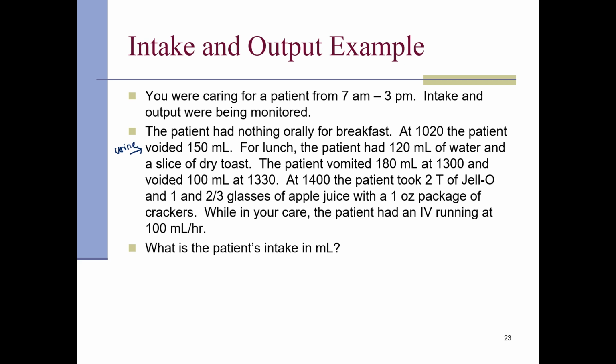For lunch, the patient had 120 milliliters of water and a slice of dry toast. The patient vomited 180 milliliters at 1300 hours, voided, so there's another urinated, 100 milliliters at 1330. At 1400 hours, the patient took 2 tablespoons of Jello and 1 2/3 glasses of apple juice with a 1 ounce package of crackers. While in your care, the patient had an IV running at 100 milliliters per hour. What is the patient's intake?